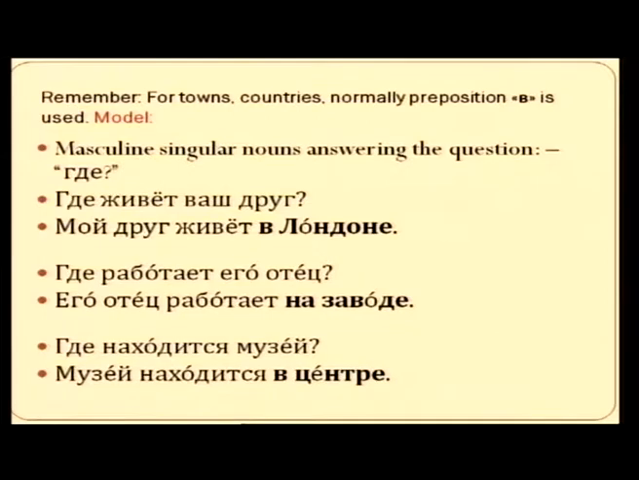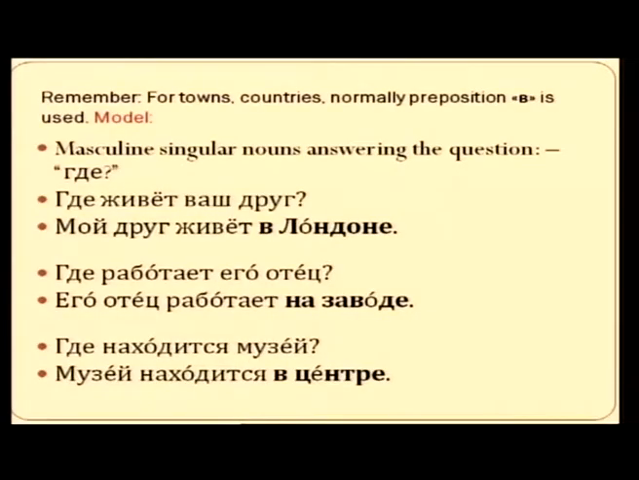For example, places like a town or the name of a country are used with в, whereas offices, factories and plants etc. are used with на. Whenever we are talking about places of interest, we say that it is used with в, like где находится музей, музей находится в центре. Here it indicates at the center.